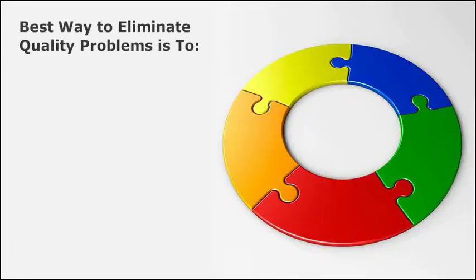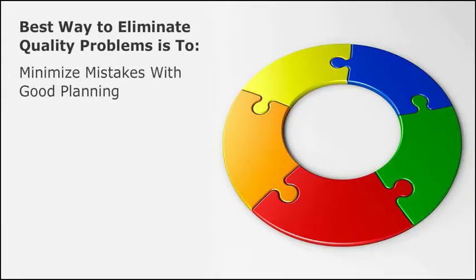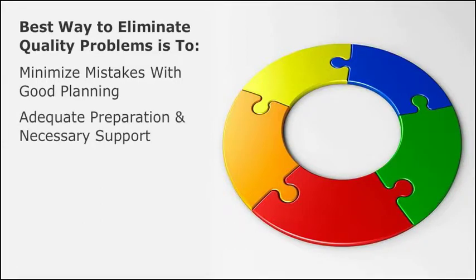The best way to eliminate quality problems is to minimize the chance of making mistakes with good planning, adequate preparation, and the necessary support. Here are 5 ways to achieve the level of quality you desire.